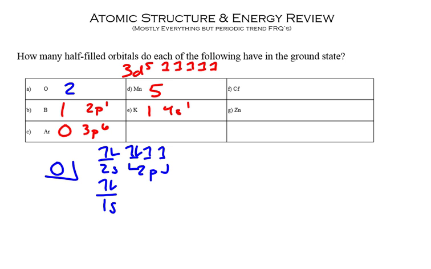We'll skip Cf for a second. Zinc. That one's a little tricky. Or not. I don't know. That'd be 0. It's a 3d10. So, let's talk about Cf.